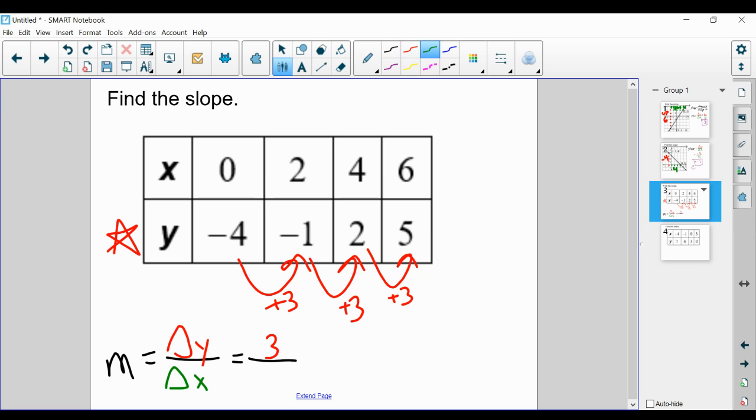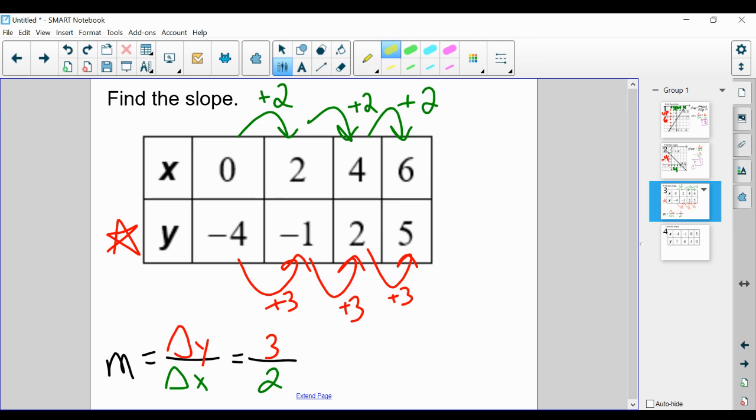Now we need to figure out, okay, what about the change in our x values? Once again, we go from 0 to 2 by adding 2. From 2 to 4 by adding 2. From 4 to 6 by adding 2. So our consistent change in our x values is 2. Therefore, our slope is going to be 3 over 2.